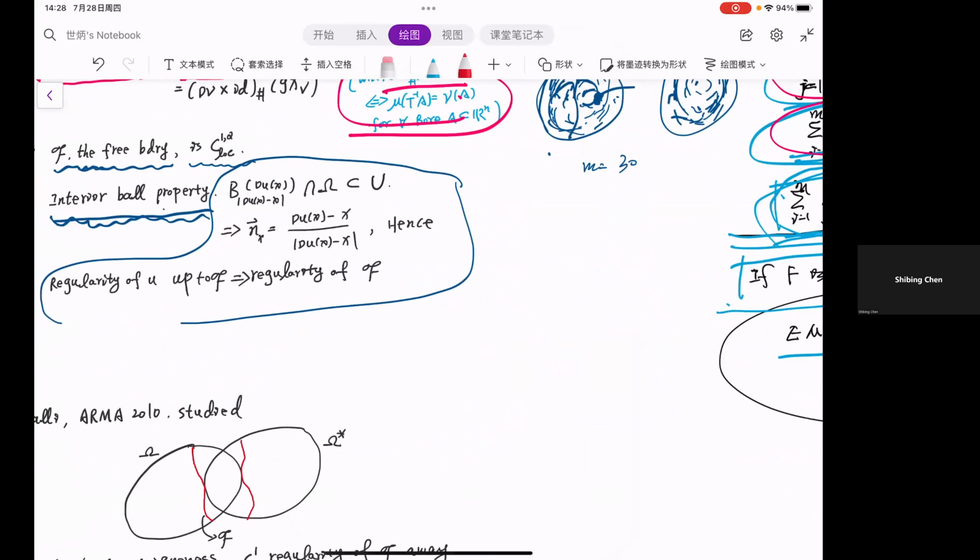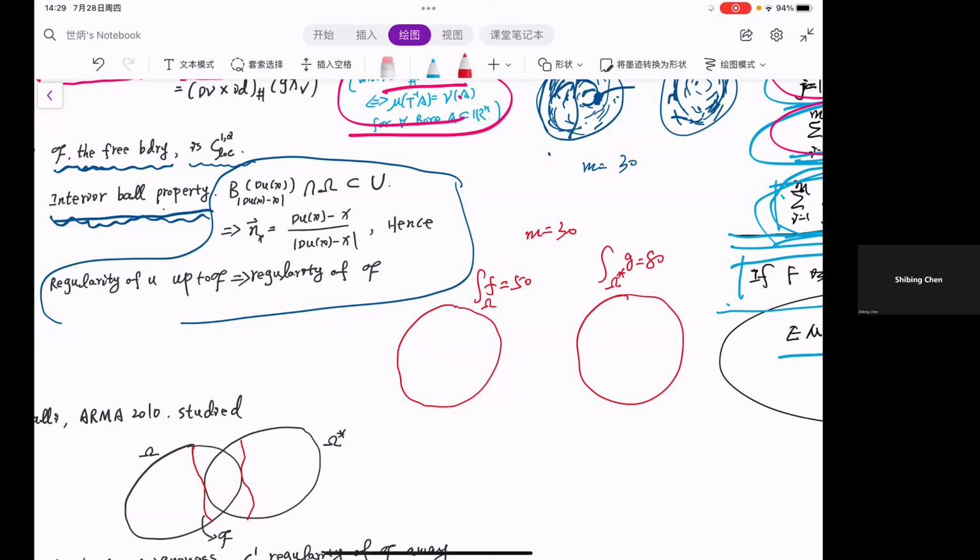Let me give some explanation of this interior ball property. What does this mean? I will draw some picture. Suppose you have this domain, and let me denote the total mass of F equals 50, total mass of G equals 80. We only need to transport mass 30. Then, for example, you have a free boundary.